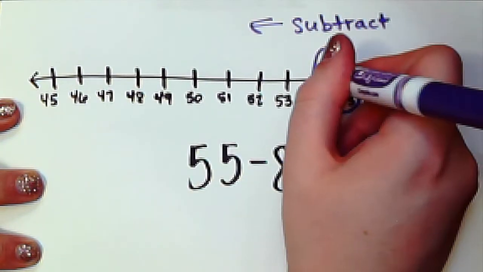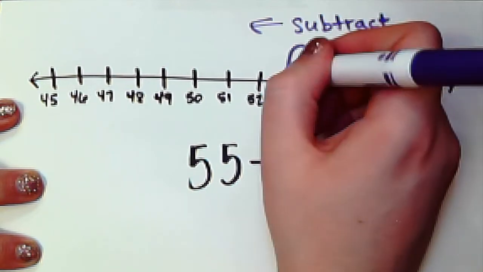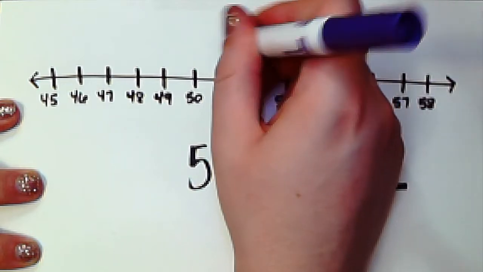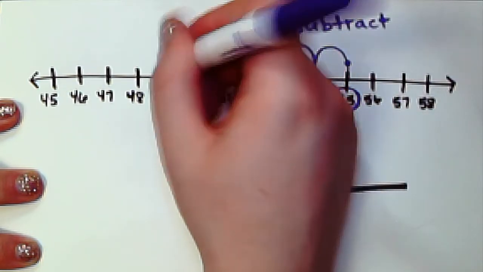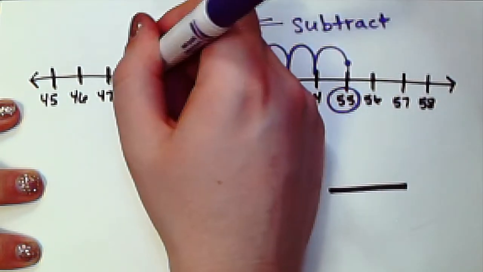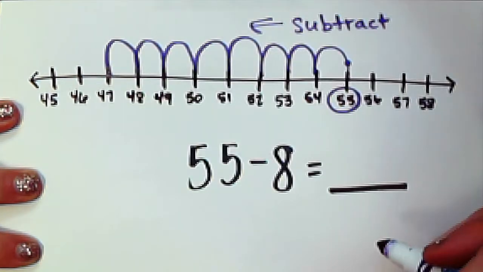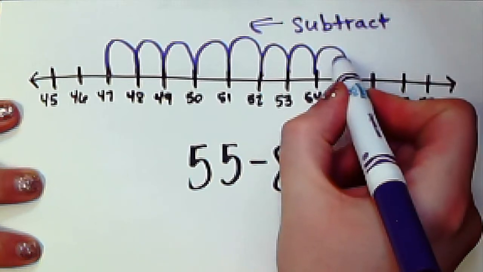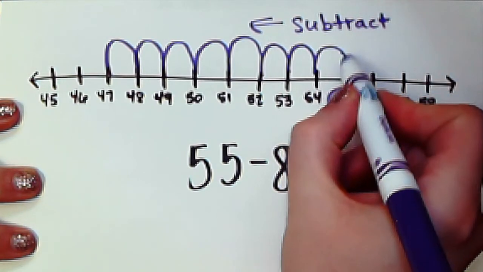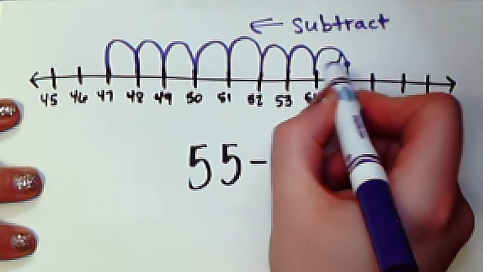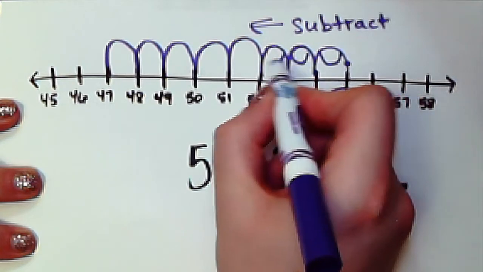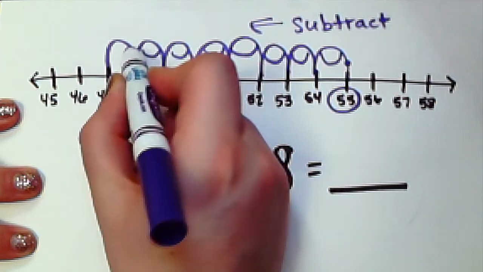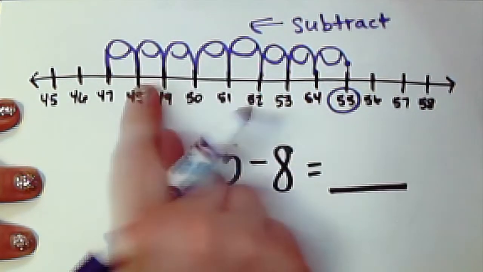1, 2, 3, 4, 5, 6, 7, 8. Now just to double check to make sure that I have 8 of them, I'm going to add those fingernails to help count each one. So 1, 2, 3, 4, 5, 6, 7, 8. See how they look like little toes?